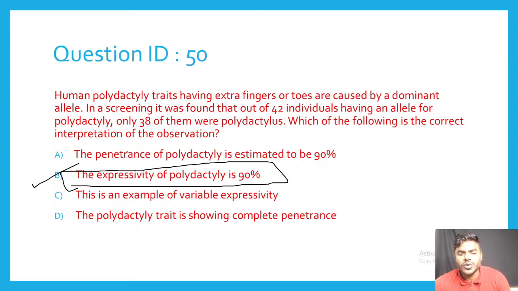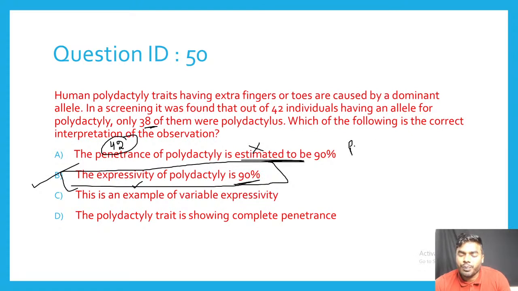Don't get confused, friends. Here penetrance was very clearly given as 42, but the expressivity is only 38, which means there is a variation in the expressivity only. So what is that variation? 90%. We should not use the word estimated. Why don't we use the word estimated? Because the option will be confused, because they have given the word estimated.